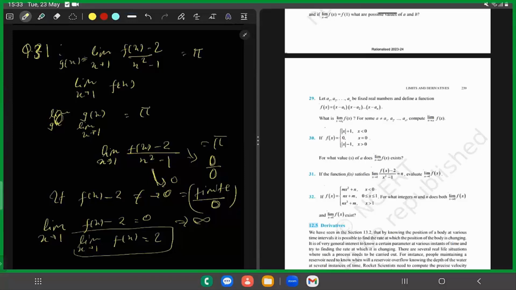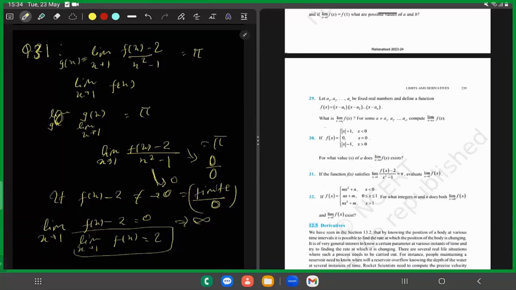So the question was straightforward, but you have to analyze why we are doing it this way, because the given limit is finite, and to make the limit finite, the limit should be of the form 0 by 0. So that is the key concept behind this problem.